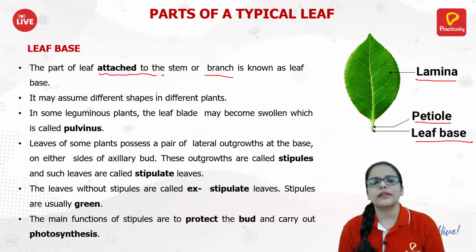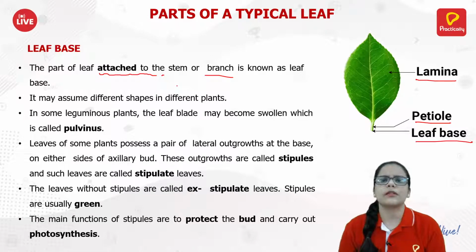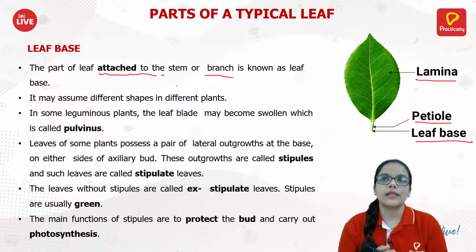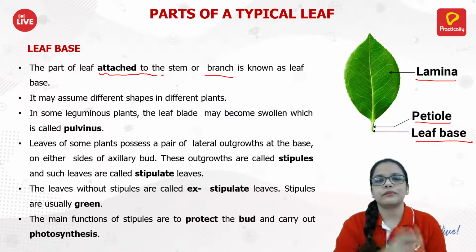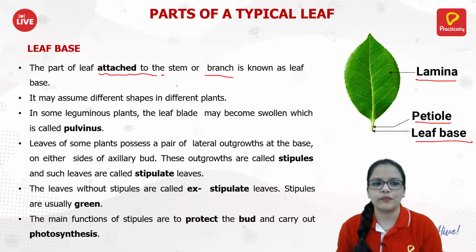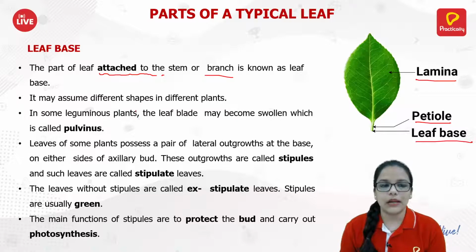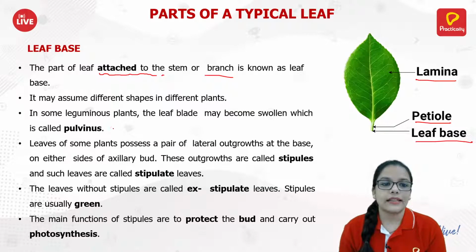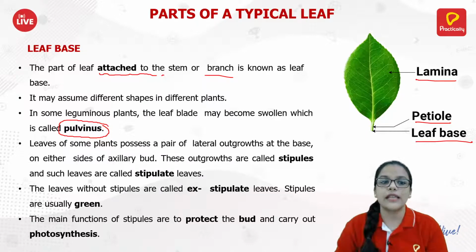Okay, and it might assume different kinds of shape. It might be flat, in some cases it is hollow, some cases it is full of cells. Okay, so different types of trees, different types of leaf bases. In some leguminous plants, the leaf base may be swollen. As I said, it might be hollow or it might be swollen, full of cells. That leguminous plant is called pulvinous when it is full of cells.